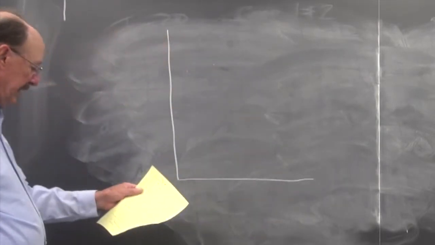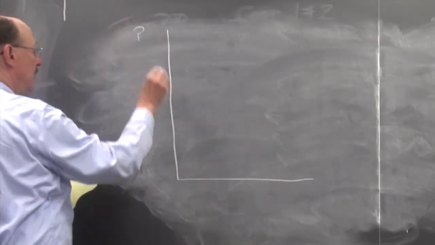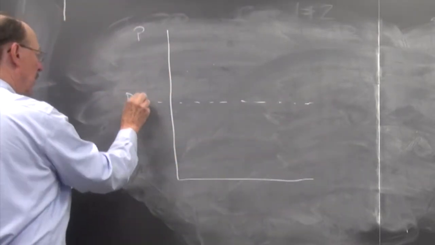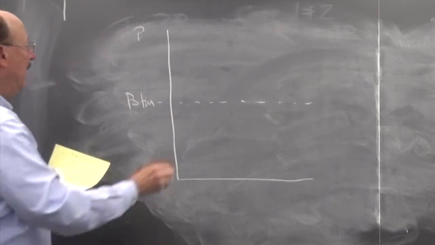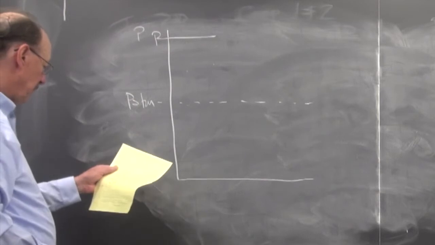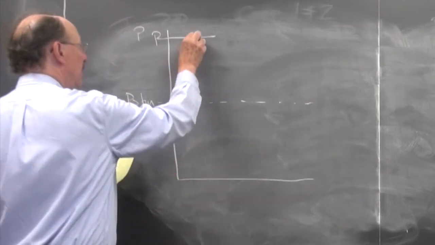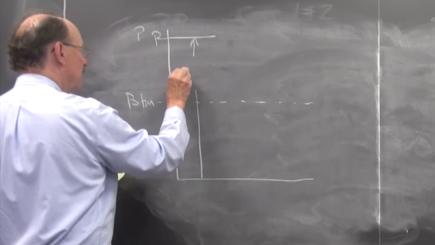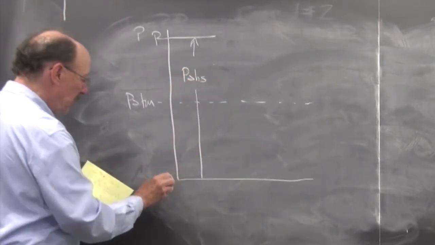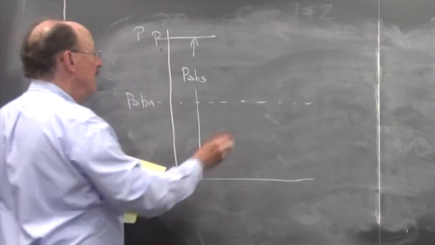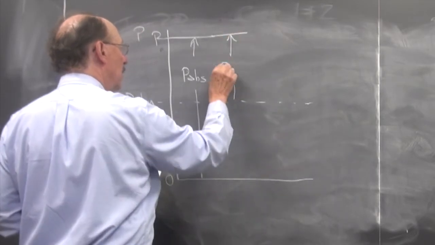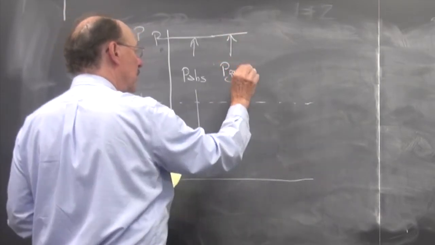So if I look at this and I let this be pressure, and I'll have in here P atmosphere. So I have P atmosphere, and let's say that this is P. So now this is P absolute. So P absolute is from 0 to whatever P is. And this is P gauge.